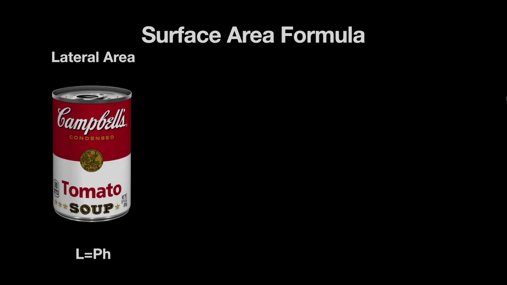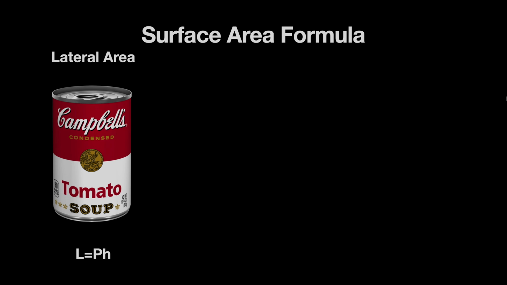But if we want to talk about the total surface area, what we want to consider instead of the label is the entire can. This entire can right here would be the total surface area, everywhere that we are seeing aluminum. That is the major difference between lateral and total surface area. If we're just talking about lateral area, we want to think of it like just the label of a soup can. And that's going to be, as we just saw, the perimeter of that base times the height.